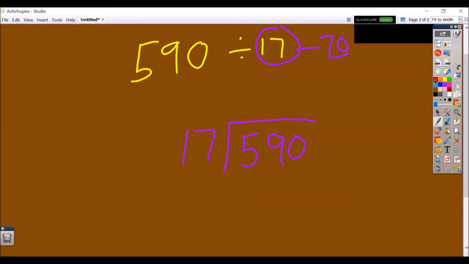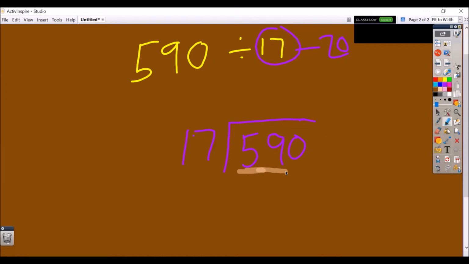The first thing we need to do is start in the hundreds place. Can we divide the hundreds into those 17 groups? Well, we have 5 in the hundreds place. Can we split 5 or distribute 5 equally to the 17 groups? I'm hoping you're saying no right now, because we need at least 17 to be able to divide equally. We need to have the same number as our divisor to at least have one equal group. Well, we can't do 5 into 17. So we have to go to the next place value.